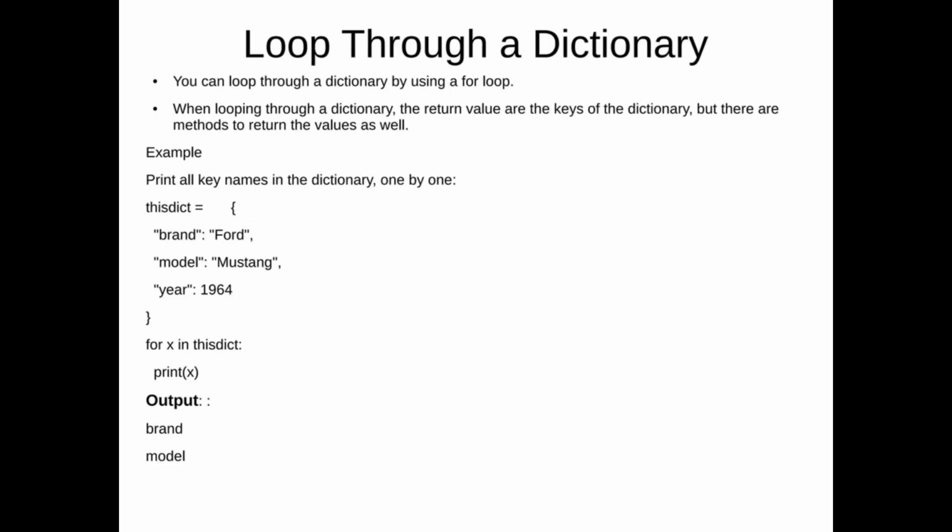Loop through a dictionary. Next, you can loop through a dictionary by using a for loop. When looping through a dictionary, the return values are the keys of the dictionary, but there are methods to return the values as well. Loop through the dictionary by using the for loop: for x in this dictionary, print of x. The output is displayed as brand and model.